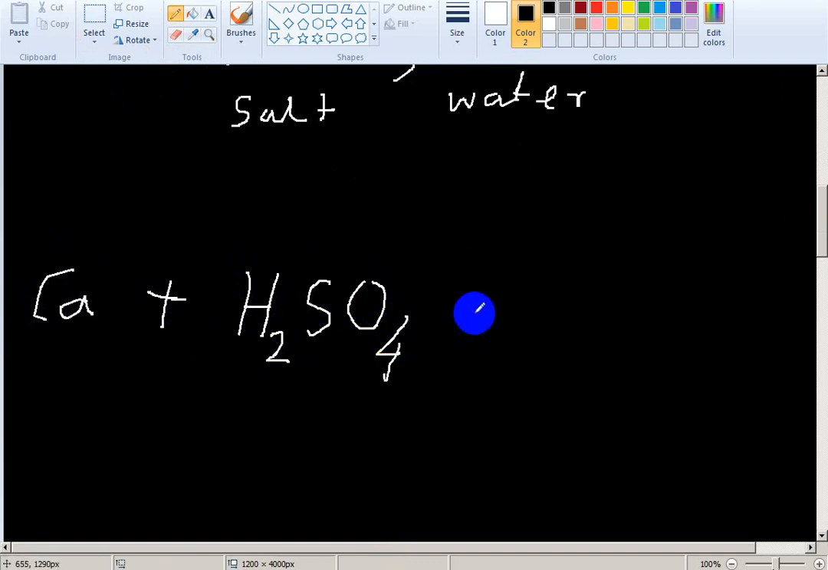Okay, what is the salt? What will be the products? What are the products when acid reacts with metal? Two products are formed. What are the names of the two products?